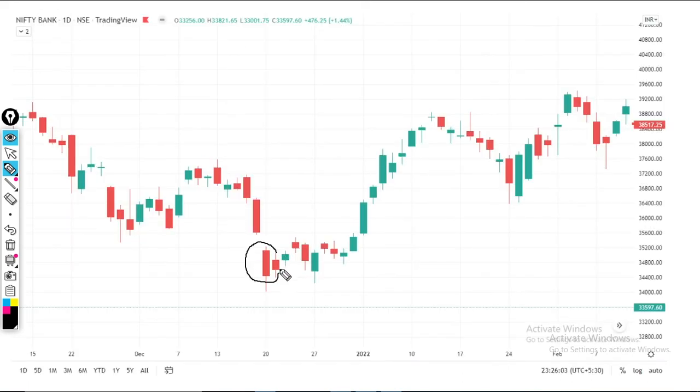So we can see an inside candle forming right here. As soon as the high of this candle is broken, we can go long, and as you can see, this is giving us a very good profitable trade. We can keep our stop loss at the low of this candle. It has given us a trade of 4 times ROI.